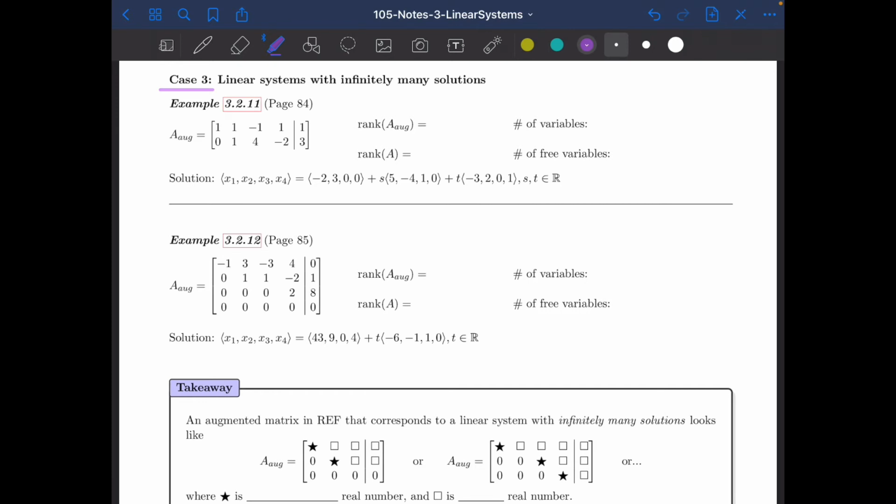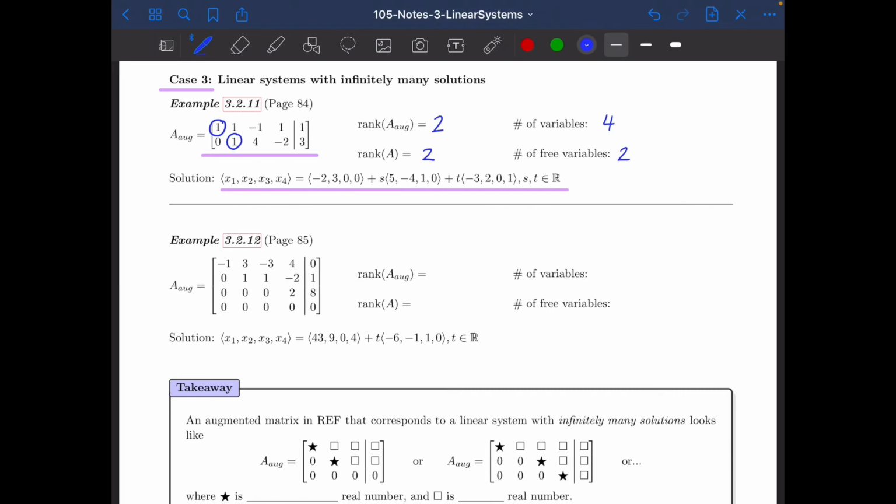In example 3.2.11, we ended up with this augmented matrix in row echelon form, and we ended up with this solution with 2 parameters. What is the rank of this augmented matrix? Well, let's look at the number of leading entries. 1, 2. We have 2 leading entries, and so the rank of the augmented matrix is 2. The rank of the coefficient matrix is also 2. The number of variables in this case is 4, and the number of free variables is 2. x3 and x4 were free variables that we assigned parameters to.